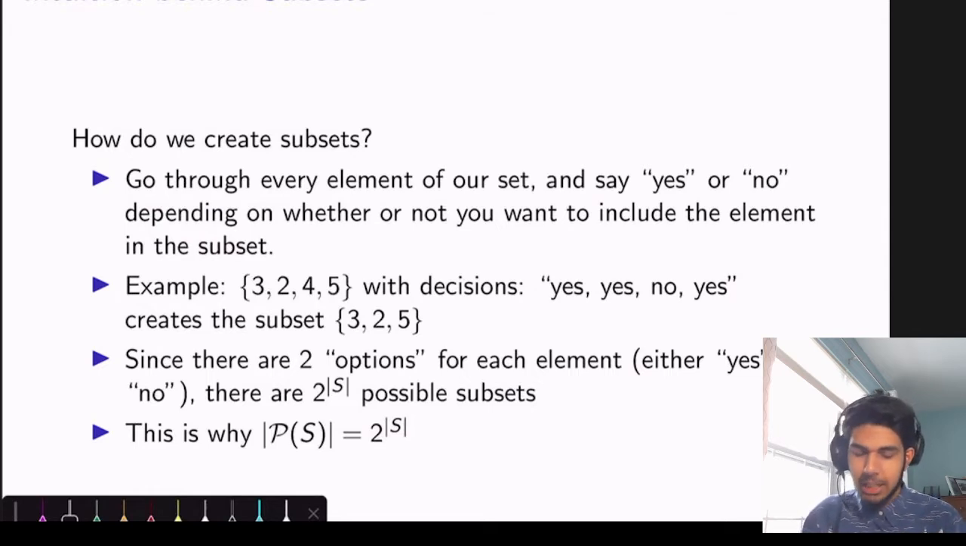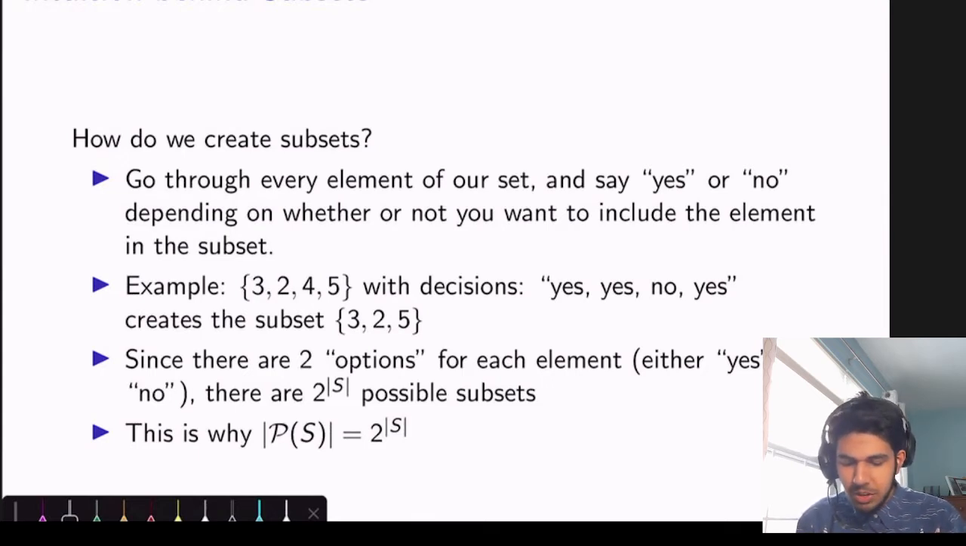So we said yes 3 times, to 3, 2, and 5. So we get this set here, 3, 2, and 5. And this indeed is a subset of that, right? So it's a simple process of just saying yes or no to each element. There are 2 options for each element: either we say yes or no about whether we want to include it in our subset. So if there are 2 options for the first one, and 2 for the second, and 2 for the third, and 2 for the fourth, we just multiply 2 that many times and we get 2 to the power of the cardinality of S as the number of subsets.